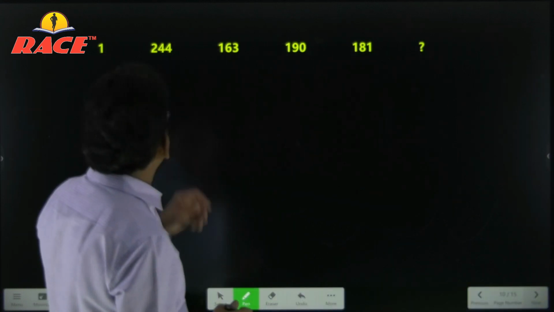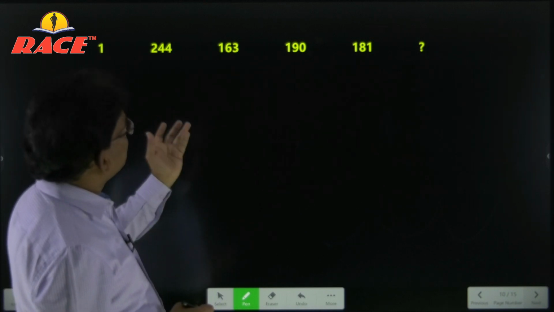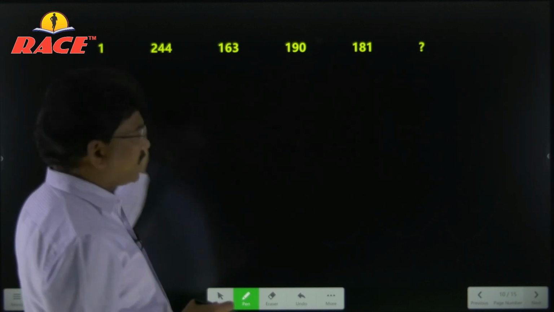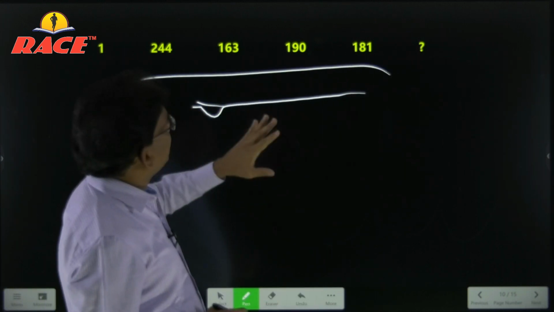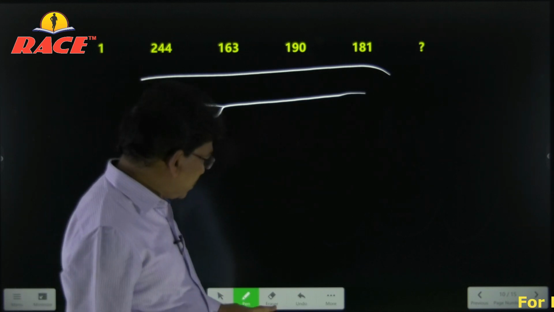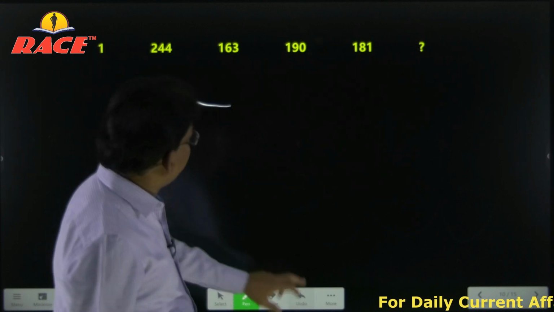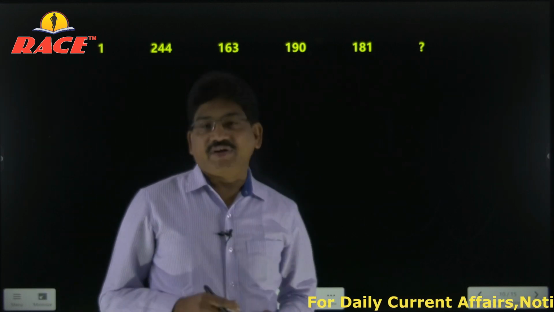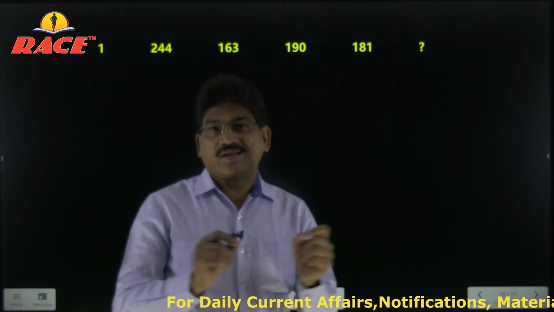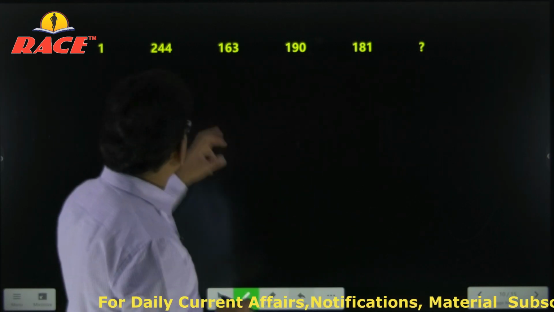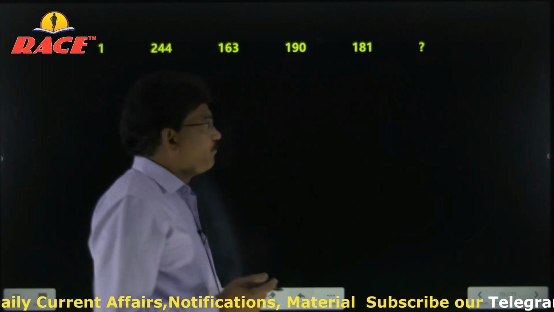Next model. See these numbers: 1, 244, 163, 190, 181. Forget about 1, but see the remaining numbers. These 4 numbers are closely given. Even for the first number there is a big gap between the first and second number, but from the second number onward the others do not differ very much. So go for the difference.